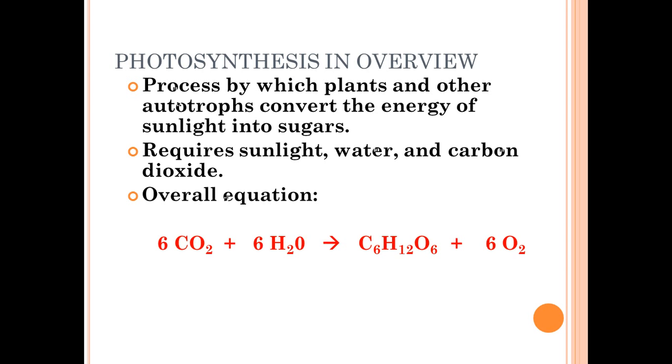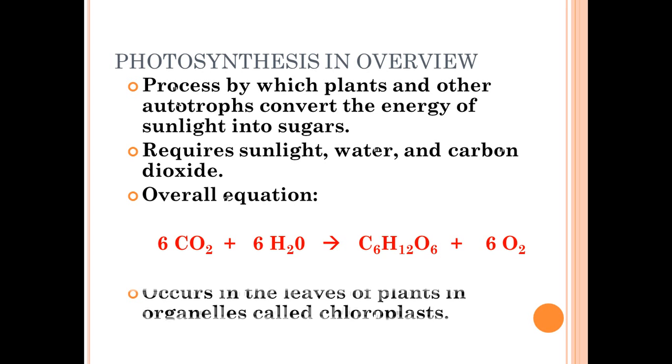The overall equation is 6 CO2, those are carbon dioxide molecules, plus 6 H2O, those are water molecules, yield 1 molecule of C6H12O6, this is sugar or glucose, plus 6 O2, which is oxygen molecules. Photosynthesis occurs in the leaves of plants in organelles called the chloroplasts.